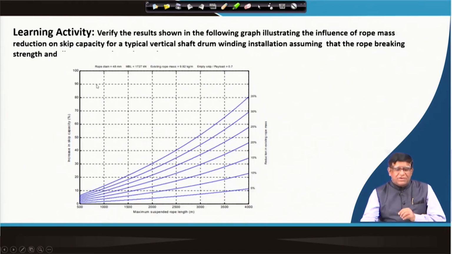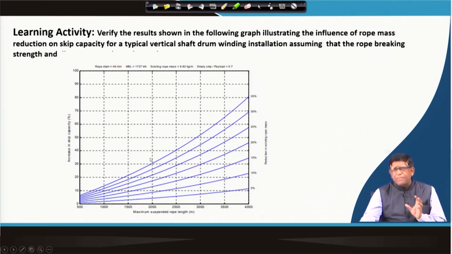So, another learning activity you can do: verify the results shown in the following graph illustrating the influence of rope mass reduction on skip capacity. In the previous one we said how the existing rope mass is reduced when you use this, along with the maximum suspended rope length. As the suspended rope length increases, the skip capacity increases, that means with the reduction, again with that same boundary condition.